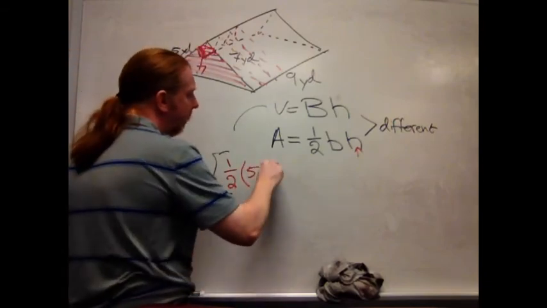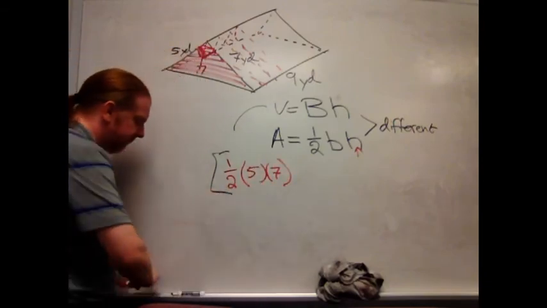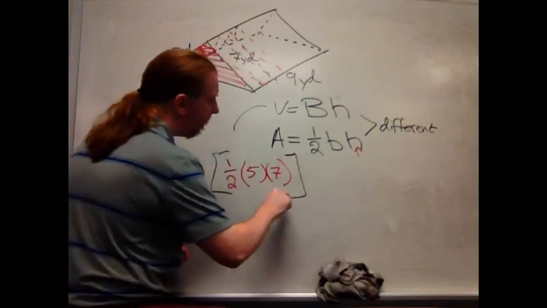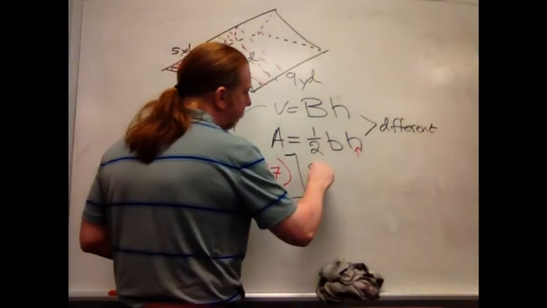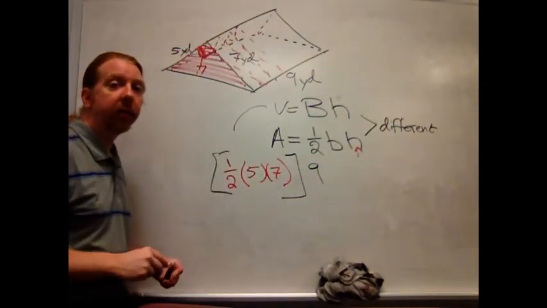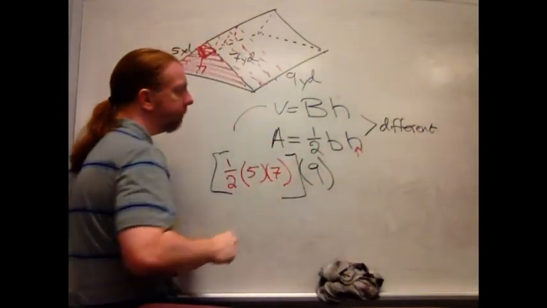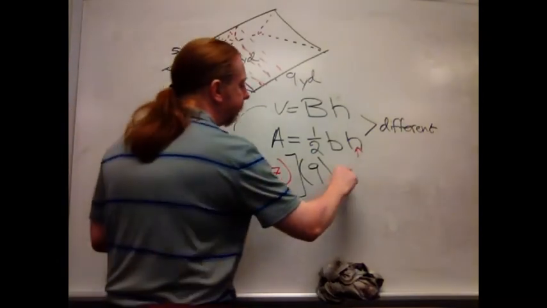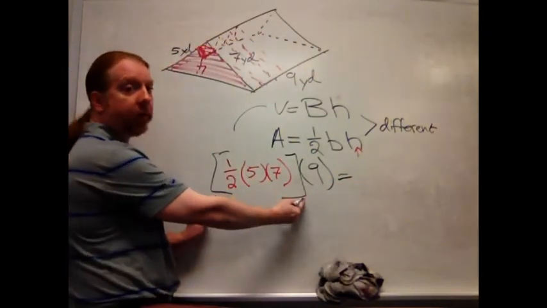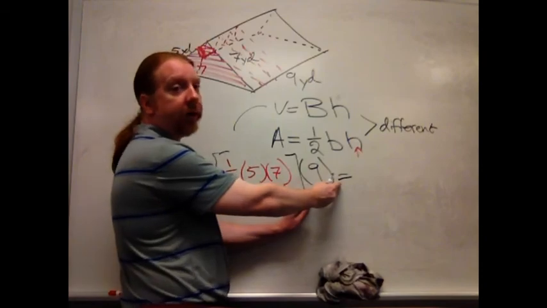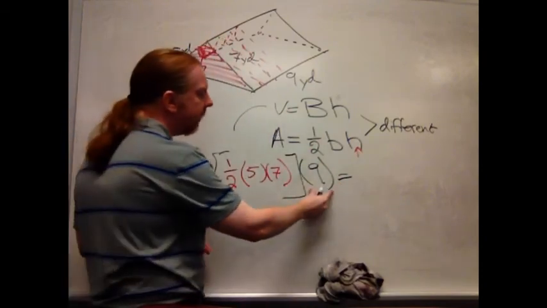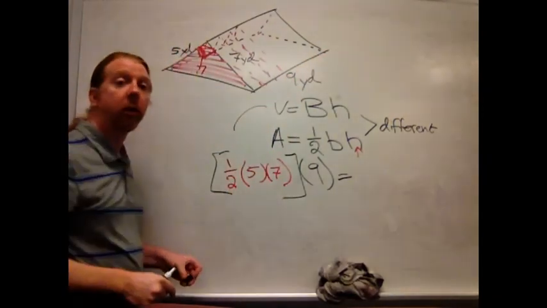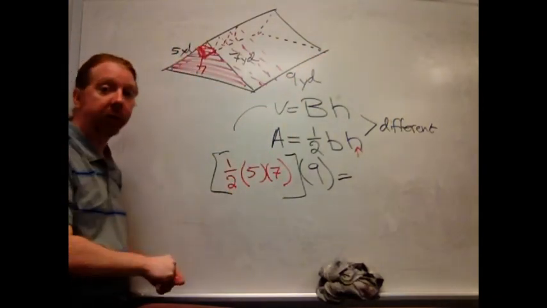5 by 7. That would give me the area of the triangle base. Times the height of 9 gives me the volume of the overall triangular prism. So here's the triangle base. Here's the height of the prism. This is the area of that triangle on the front. This is how tall or how long my stack of those triangles works out to be.